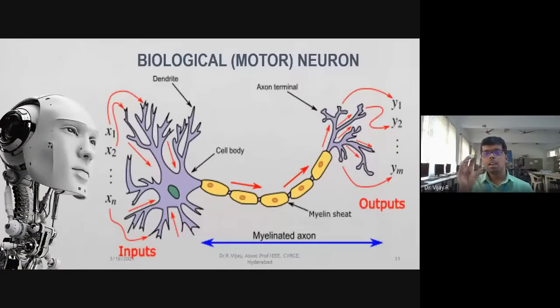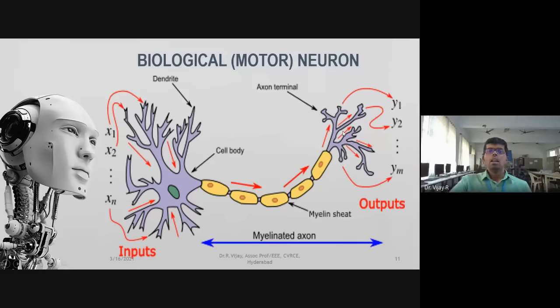This is a simple biological neuron. I think if you studied biology in your 12th, you can easily understand. This is called a dendrite, wherein the input is given. Whatever I'm thinking, that input is given to this dendrite. Based on that, it communicates to your axon what you should do for that input.